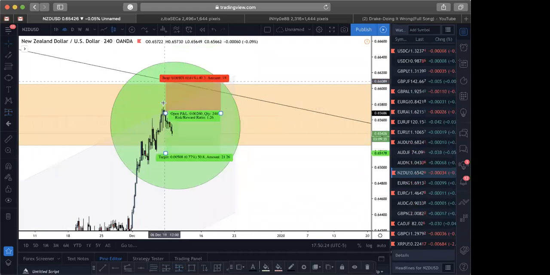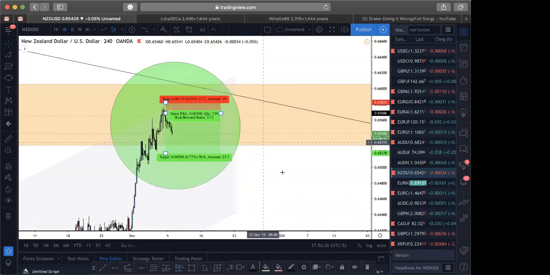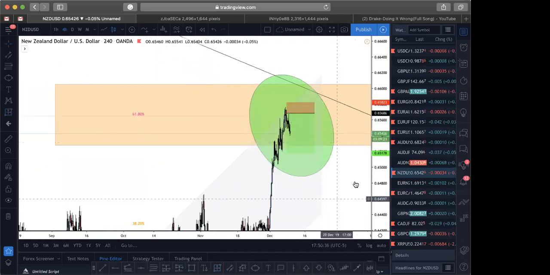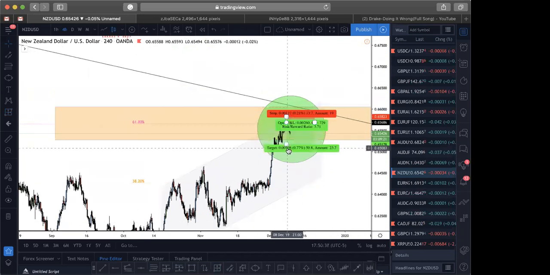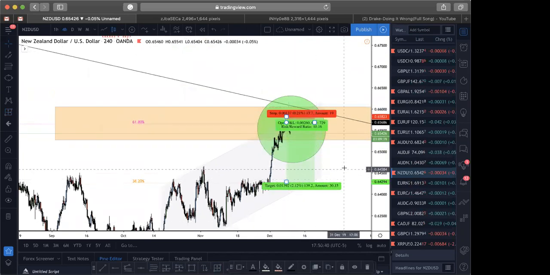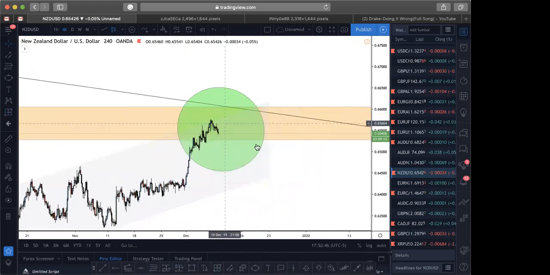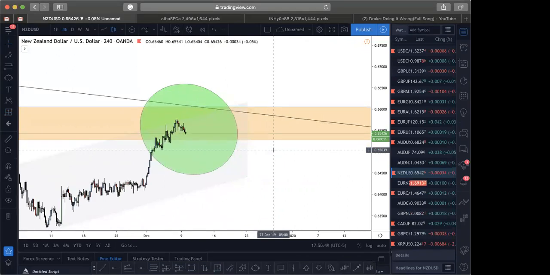I had the chart marked up in the beginning, but I cleared it out. And this short trade was about 24 pips so far, break even, and it's going to be held for a target of 139 pips. And that was a quick walkthrough of what we did.